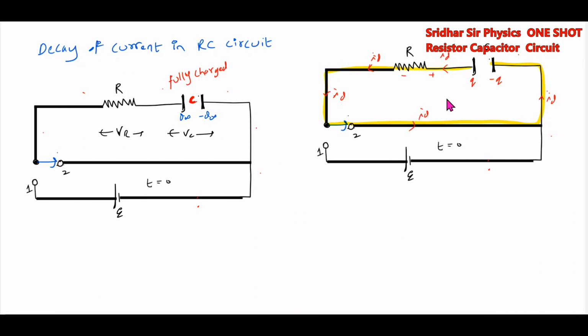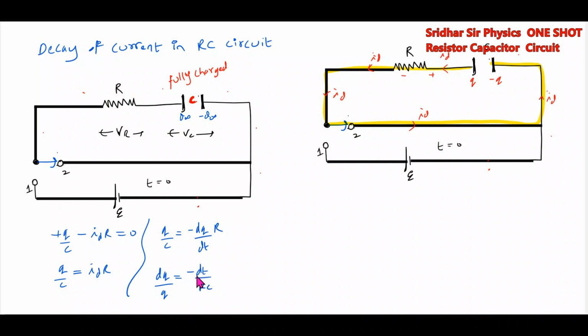Applying the KVL, the loop equation: plus Q by C minus I_D into R equal to 0. Q by C equal to I_D into R. Q by C equal to minus dQ by dt. So this will become dQ by Q equal to... it will start decreasing. Say at t equals 0, what was the charge? Q infinity. At any time t, let Q be the charge.